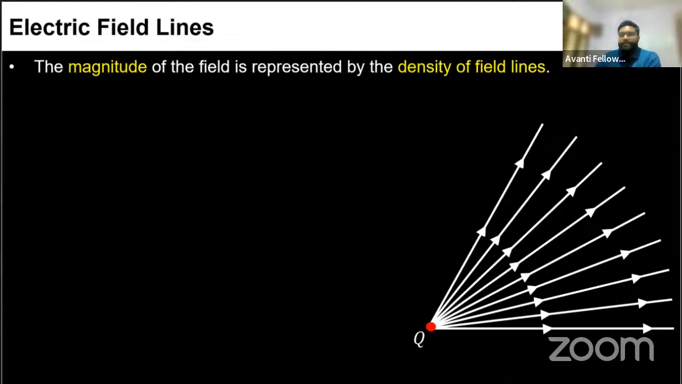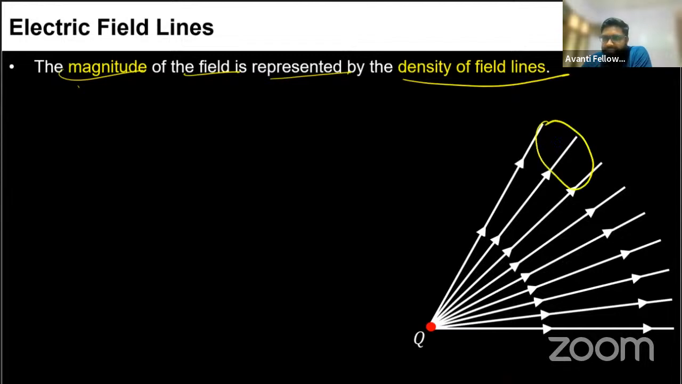And another thing you can keep in mind: the magnitude of the electric field is represented by the density of field lines. Here, if I draw a circle, only 3 lines are covering it. If I draw the same size circle here, the number of lines increases, which means here the field is denser, and denser means stronger. So the more the number of field lines, the stronger the field. As you move towards the charge, the number of field lines increases.